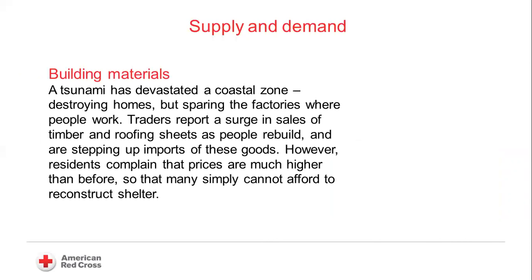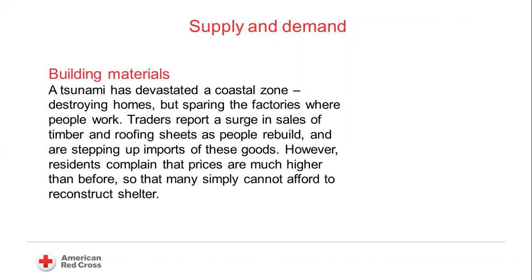Try another one. Building materials. So a tsunami has devastated a coastal zone, destroying homes, but sparing the factories where people work. Traders report a surge in sales of timber and roofing sheets as people rebuild, and are stepping up imports of these goods. However, residents complain that prices are much higher than before, so that many simply cannot afford to reconstruct shelter. So are there any issues with supply here?